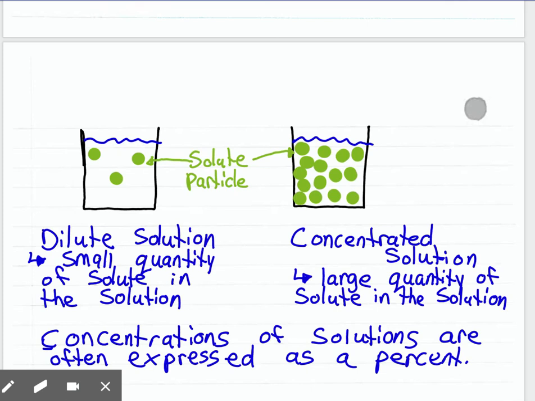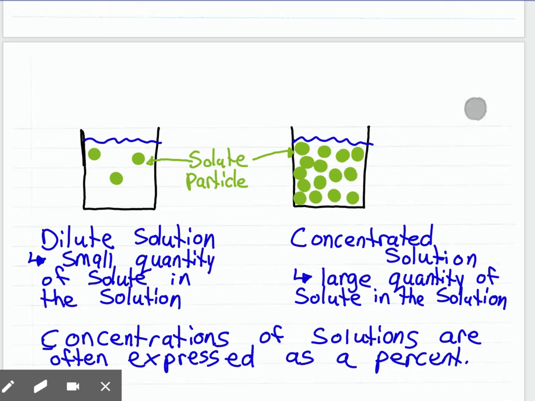And now if you have a large quantity of solute particles in the solution, you have a more concentrated solution. An example of this would be if you go to make yourself some hot chocolate at home and you've boiled some water in your kettle, and you put just a little bit of hot chocolate powder into the water and you stir it up and take a drink and it tastes like hot water. That is a dilute solution. There's not a lot of hot chocolate powder dissolved in that mug of hot water.